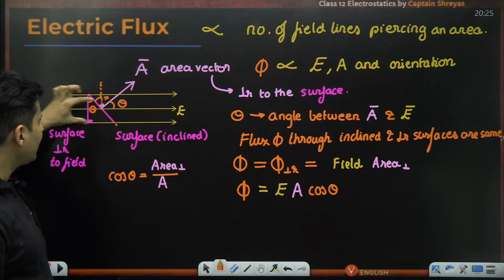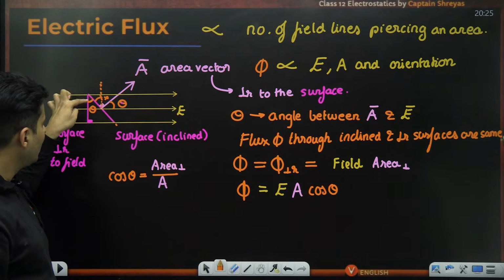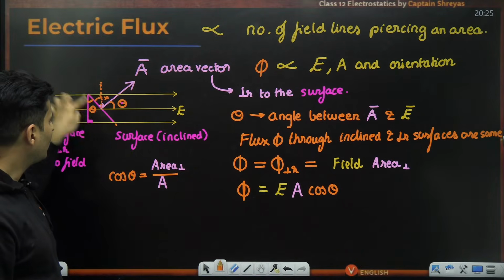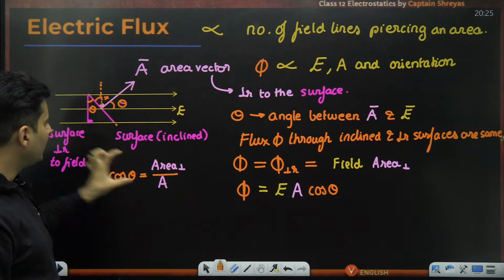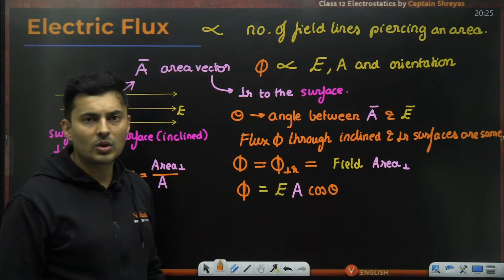So the field is E, and the area is this much. So I use trigonometry over here. Cos theta is adjacent by hypotenuse, hypotenuse being A, that is that area. This will be nothing but A cos theta. That's it. So E into A into cos theta.